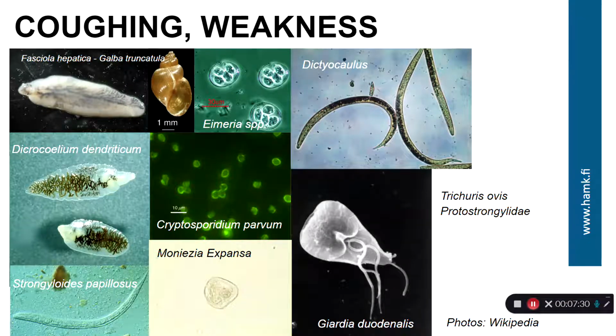In the intestines, there are coccidiosis and Giardia duodenalis. Coccidiosis for lambs starts with bad-smelling diarrhea that later will be mixed with blood.